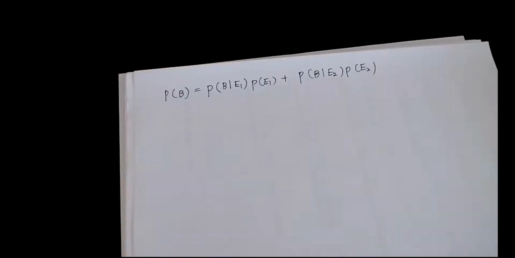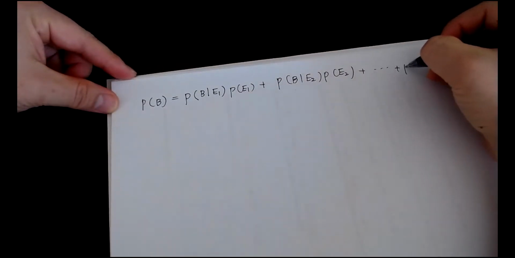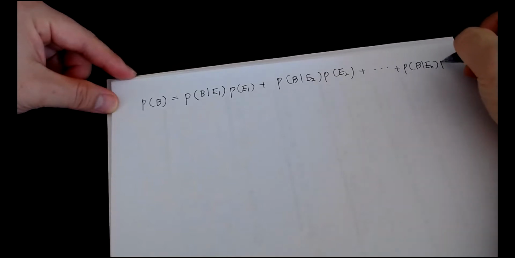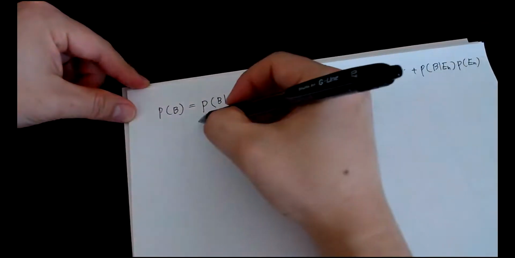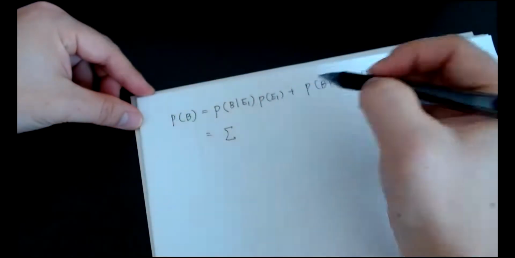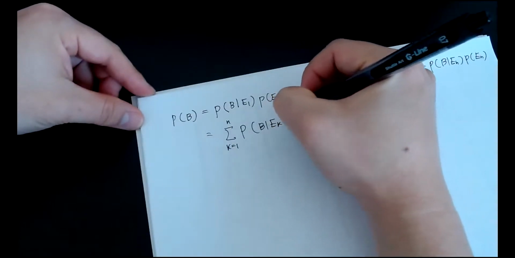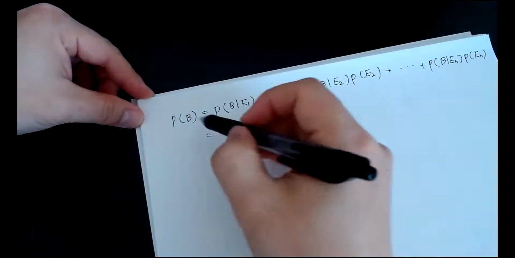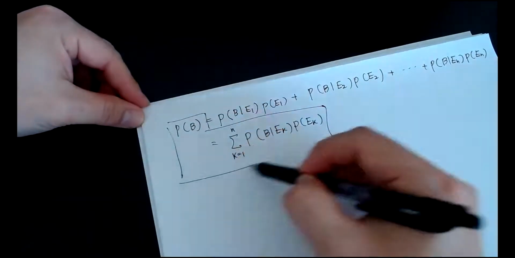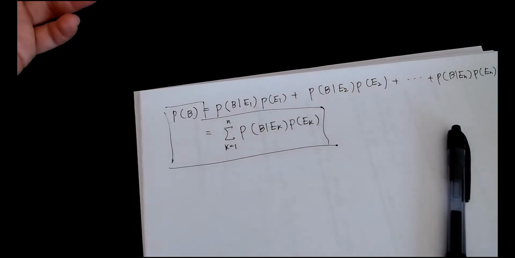So yeah, we could express P of B like this, plus through P of B given En times P of En. Let me express this shortly using sigma notation: the sum from k equals 1 through n of P of B given Ek times the probability of Ek. So this is the general form of the total probability rule. That's for section 2.6. The next time I'll cover 2.7.